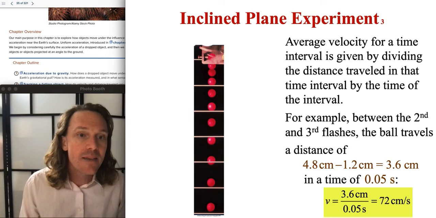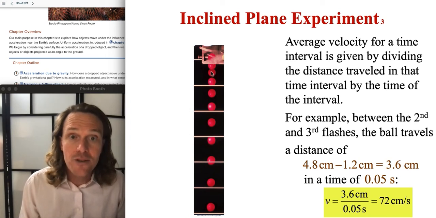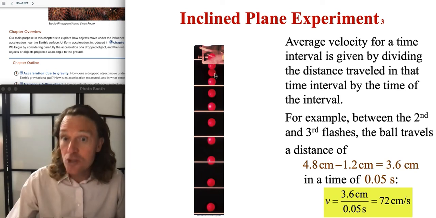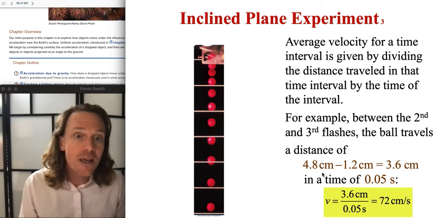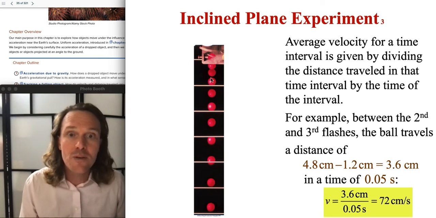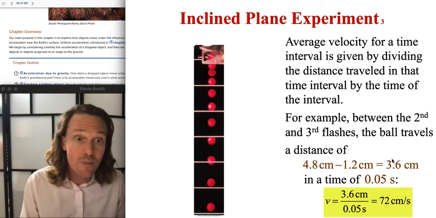So it says here that we're going to compare between the second and third flash, so that would be the second and third image, and we're just going to look at their positions. We've scaled the image. We know how many pixels are equivalent to some centimeter distance usually. So we have 4.8 to 1.2. That would be the center of the ball measured at 4.8 to the center of the ball here measured at 1.2. So it's a vertical distance of 3.6.